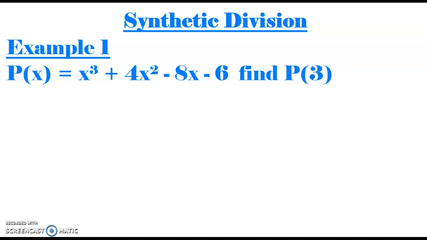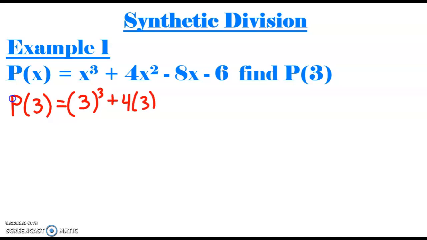Well, if we were doing what we would have known up until this point, we'd have taken 3 and substituted it in. We'd have gone p of 3 equals 3 cubed plus 4 times 3 squared minus 8 times 3 minus 6. Broken it down, put it in our calculator, figured out somehow that the answer is 33. Well, with this remainder theorem, you can actually use synthetic division to get that same answer.